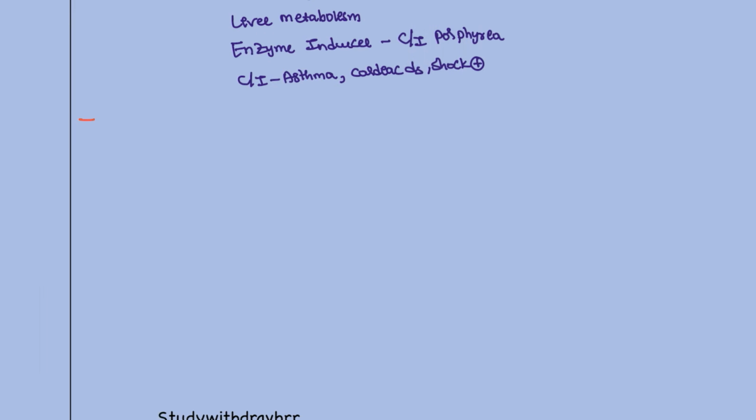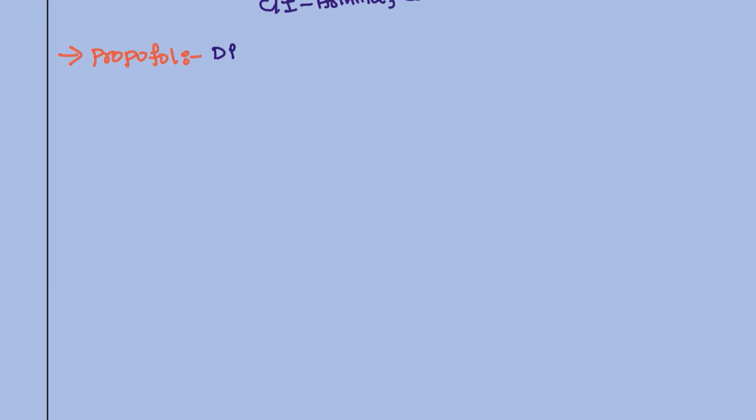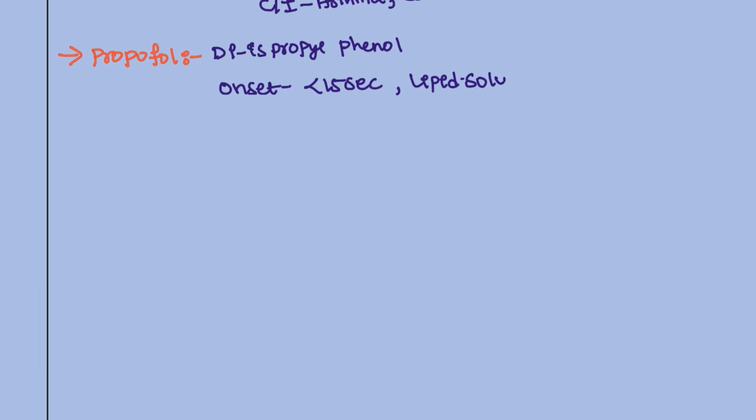Next, another drug that we will be discussing, the most important one, is propofol. What is the importance of propofol? Propofol belongs to the phenols group. This question is not asked, guys, but just for awareness you have to know. It belongs to the diisopropyl phenol, and the onset is also less than 15 seconds, and this drug is highly lipid soluble. How does it look? It looks milky white in color. Why? Because it contains egg lecithin. If it is not white, then it is due to soybean oil.